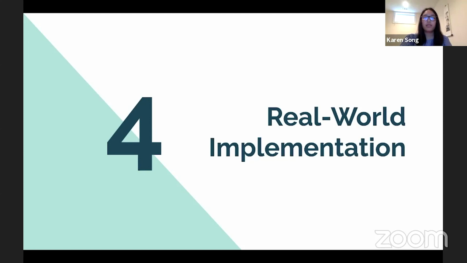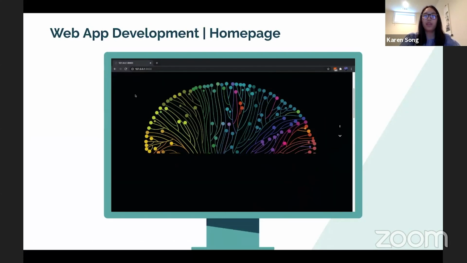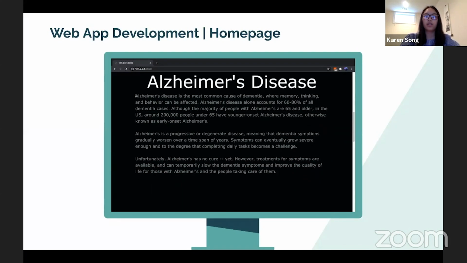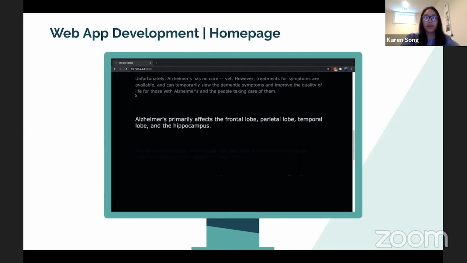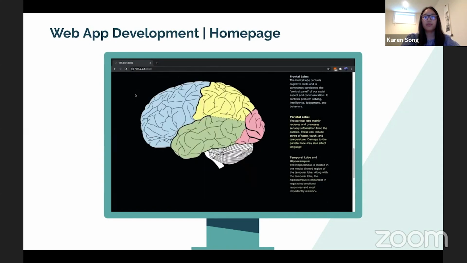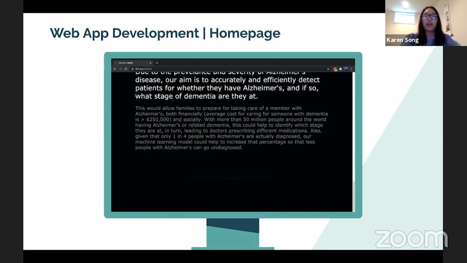Next, we moved on to implementing them in the real world to help clinicians with a user-friendly web app. On our homepage, we start with an introduction of what exactly Alzheimer's disease is to provide some context on our project. We also break down which parts of the brain are primarily affected by Alzheimer's. Scrolling right along, we then explain the relevance of our project. And finally, at the bottom of the homepage, the user can click a button to go and classify a brain MRI scan.